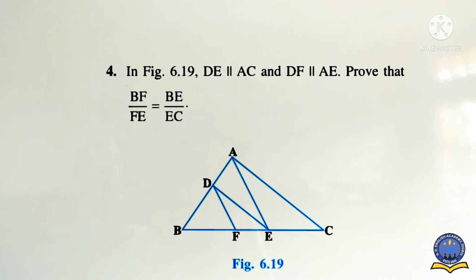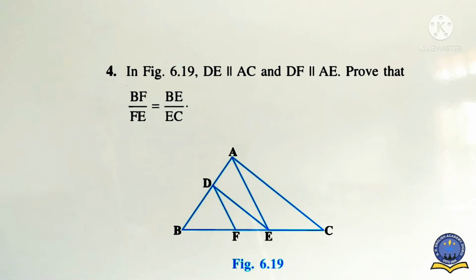DE is parallel to AC and DF is parallel to AE. Two conditions are given: first, DE is parallel to AC, and DF is parallel to AE. And we need to prove here that BF by FE equals BE by EC. If you see the diagram properly, we can easily identify two triangles.